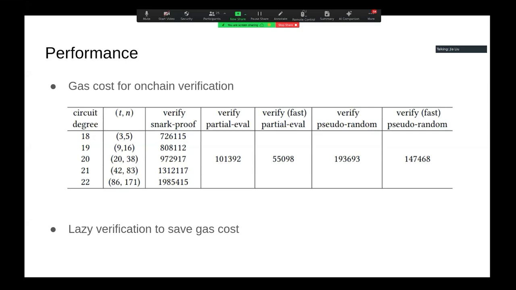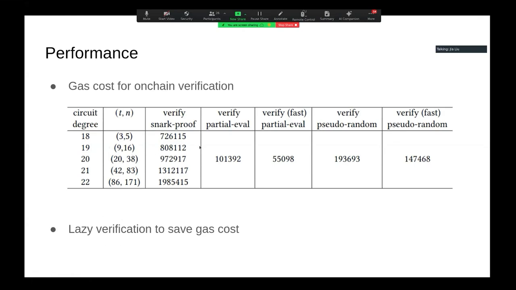Part of the verification is to compute the hash-to-curve function. But we only need to compute the hash-to-curve for each public input once. So we don't need to do this repeatedly. If we pre-compute this part, then this can save us some gas cost. And there is no precompile for hash-to-curve, so we have to develop it ourselves. This part costs about 50k gas. So to further reduce the gas cost, we could use the lazy verification method.